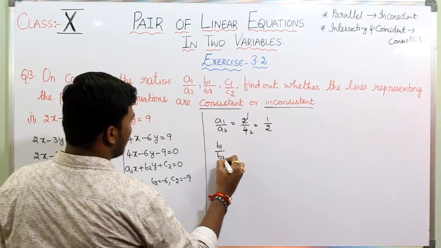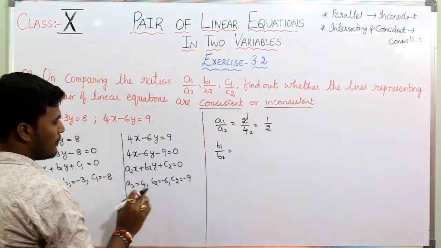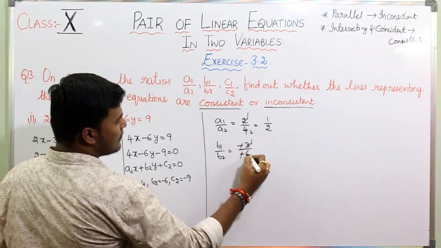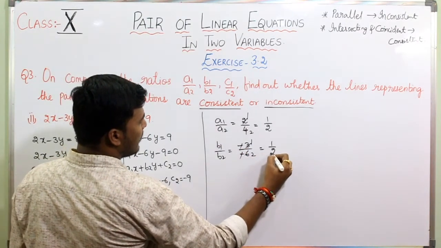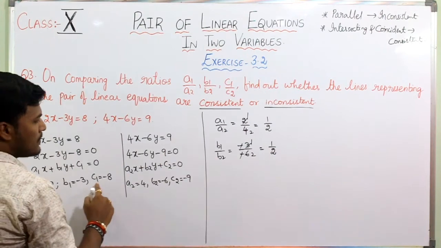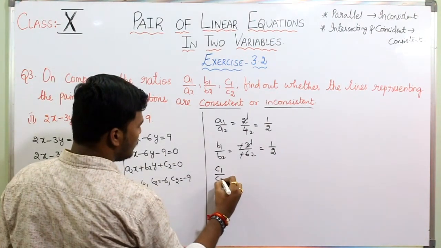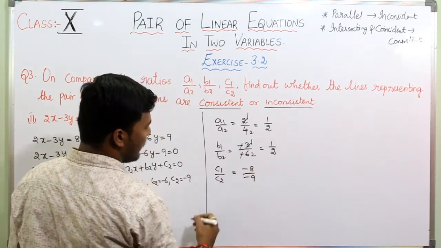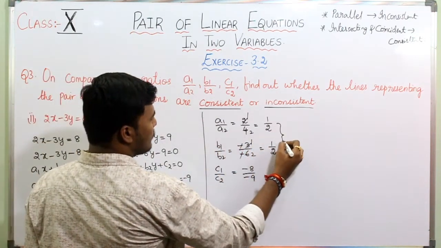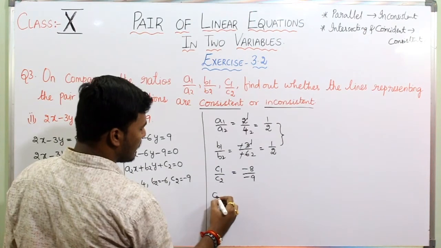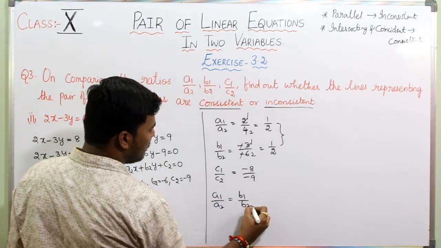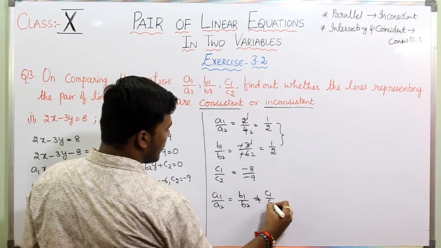And b1 by b2 which is equals to minus 3 by minus 6. Okay, minus minus cancel, 3 1s, 3 2s. Again we got it as 1 by 2. Now c1 by c2, that is equals to minus 8 by minus 9. So here you can see that these two are equal, but the third one is not equal, that is a1 by a2 is equals to b1 by b2 but not equals to c1 by c2.